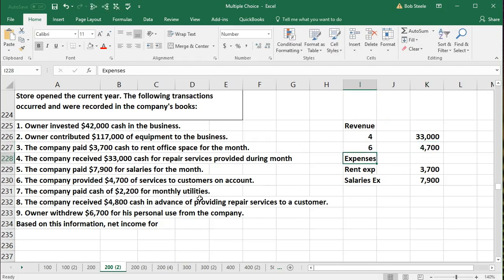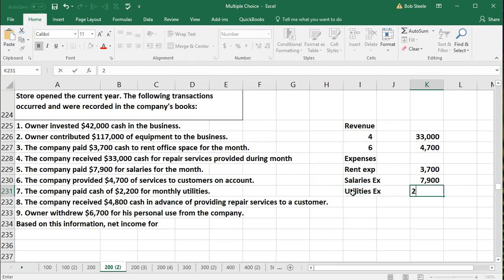Transaction 7 says the company paid cash of $2,200 for monthly utilities. So cash is going down. We paid cash. We're going to credit cash. Then we're going to debit something. We paid utilities. So we're going to debit utilities expense.